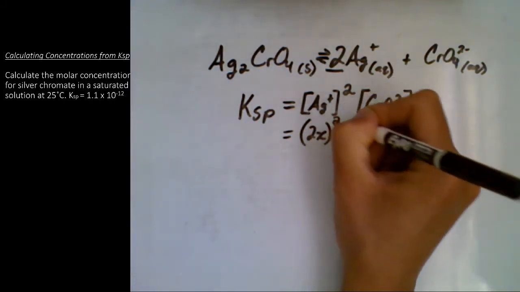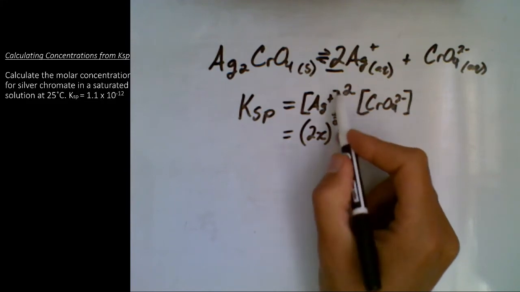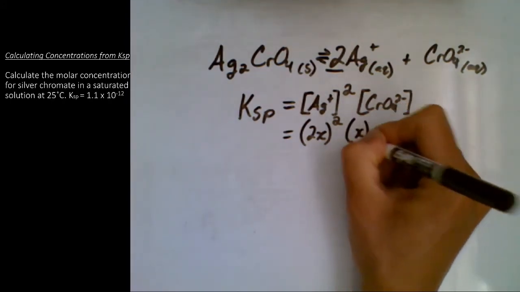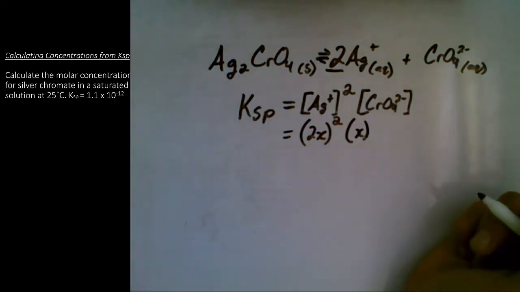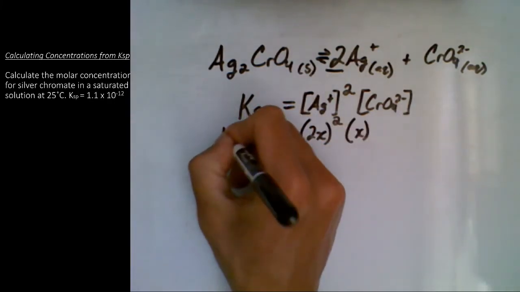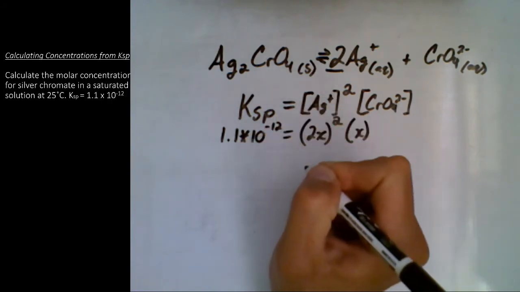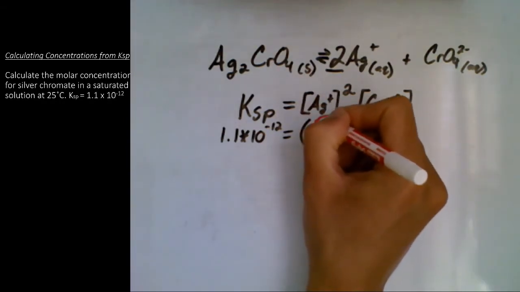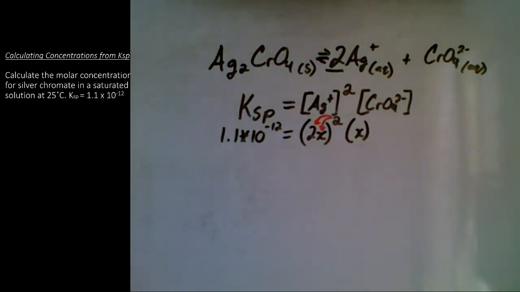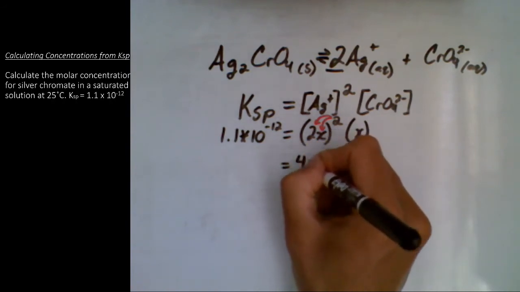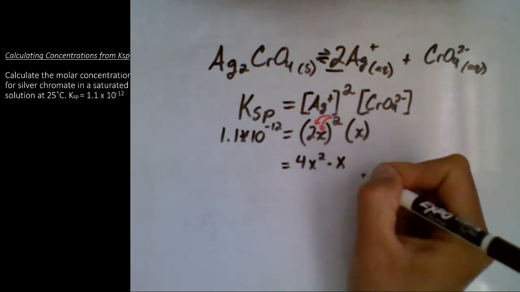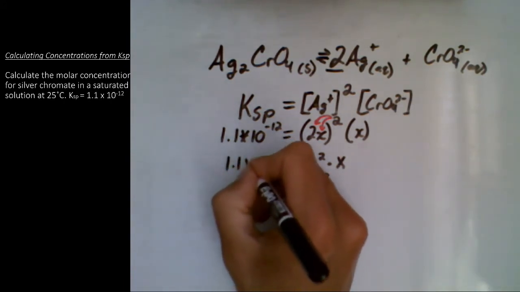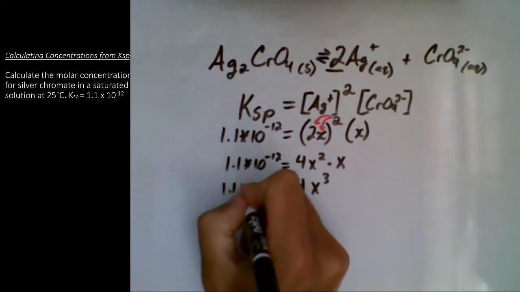Keep in mind, we also have to raise this to the power of 2. And that's because that is what is actually shown in this equation. That's going to be multiplied by chromate, which is going to be x, and that's all equal to our KSP, which we can find in the question as 1.1 times 10 to the minus 12. So from here, this is just algebra. We just need to solve. And keep in mind here, this exponent applies to both things in the bracket. So what that means is we have 4x squared multiplied by x, which is 4x cubed. That's all going to be equal to 1.1 times 10 to the minus 12, my bad.